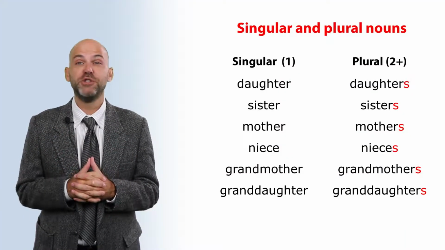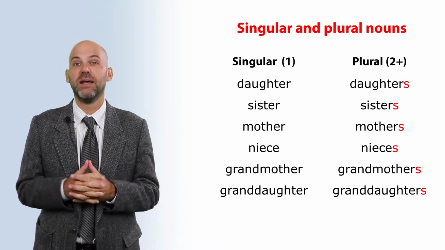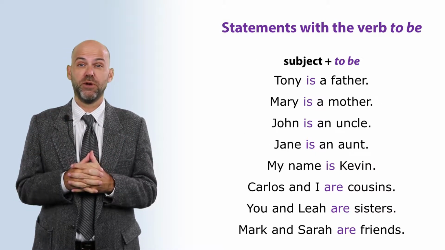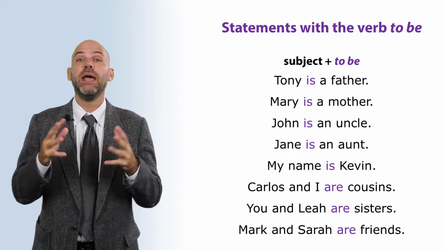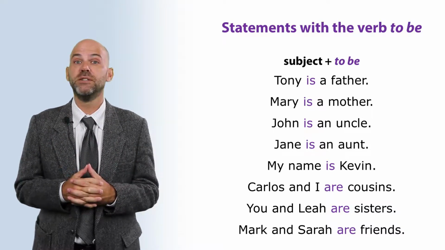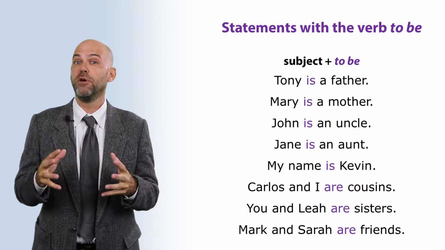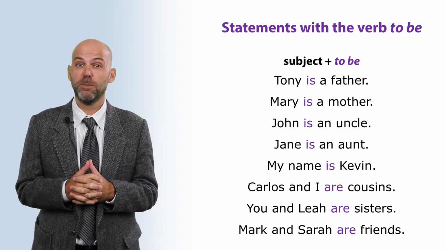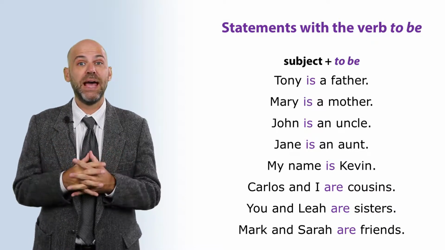Now let's move on to our second topic, statements with the verb to be. Here are some examples of statements with the verb to be. The verb to be is in purple. Repeat after me.